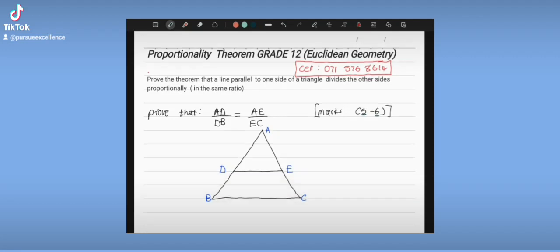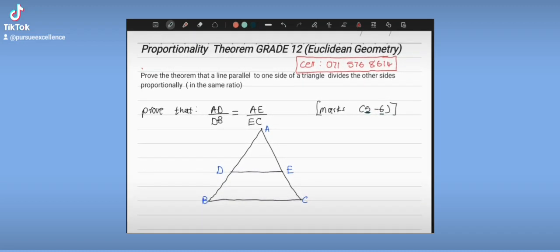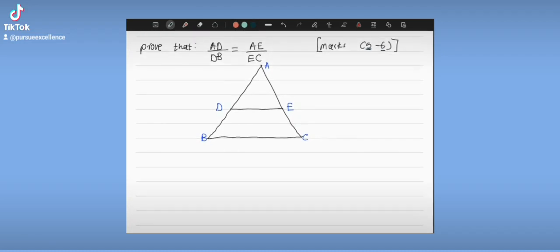Okay, so let's go through it in detail and see what is needed here. Prove the theorem that a line parallel to one side of a triangle divides the other sides proportionally in the same ratio. On your exam paper, they will just give you the diagram and ask you to prove that AD divided by DB is equal to AE divided by EC, together with this triangle here.